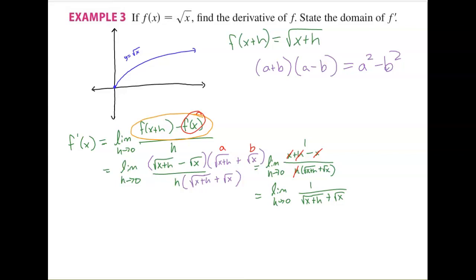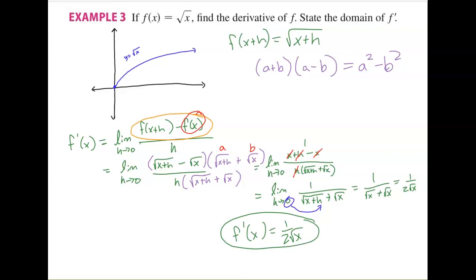Well, now let's do our direct substitution. Just replace that h with a 0. We have 1 over root x plus root x. Now these do have the same radicand, so we can add them. We get 1 over 2 root x, right? So let's kind of state our final answer. F prime of x equals 1 over 2 root x. All right, and I'll show you that graph in a moment.